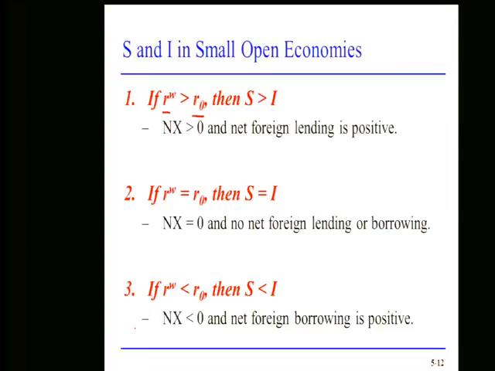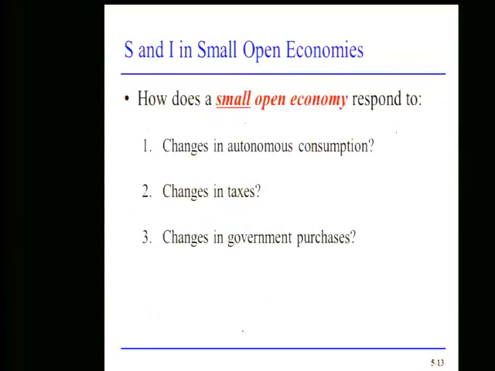Investment equals savings, we will have net foreign lending. If the world interest rate is below the domestic interest rate that would equate savings and investment, then we would have net foreign borrowing. Now, the other thing that we might be interested in thinking about is how various variables change in our model if there's a shock of one sort or another.